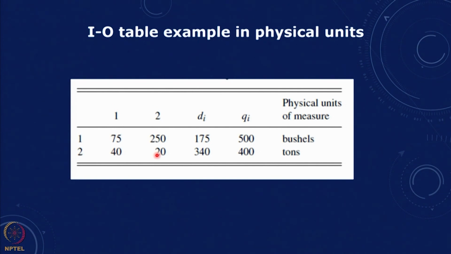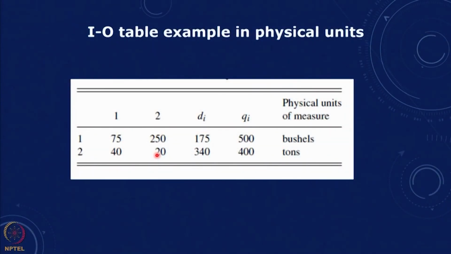So, if you are looking at, let us say, corn or agriculture in bushels of corn, and if you are looking at, let us say, oil, tons of oil, if we had an example where this is a physical quantity, we said that 75 bushels of corn is used in the agricultural sector, 250 is used in the manufacturing sector, and 175 is the final demand. So, the total demand is 500. Similarly, 40 tons are used in agriculture, 20 tons used here, 340 tons and 400 tons.